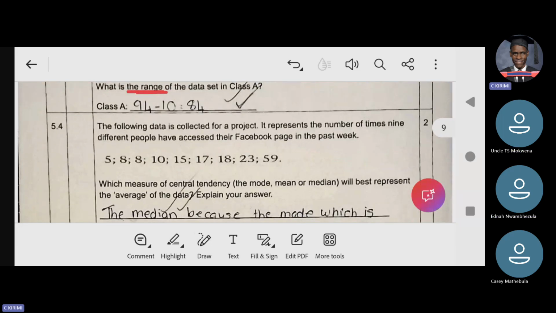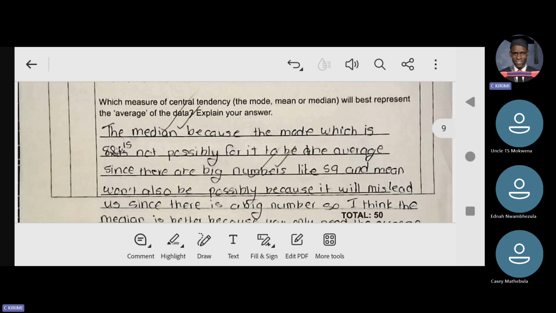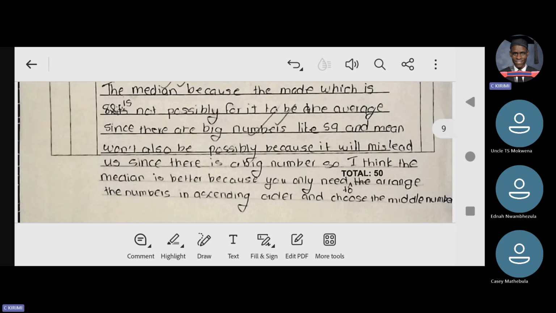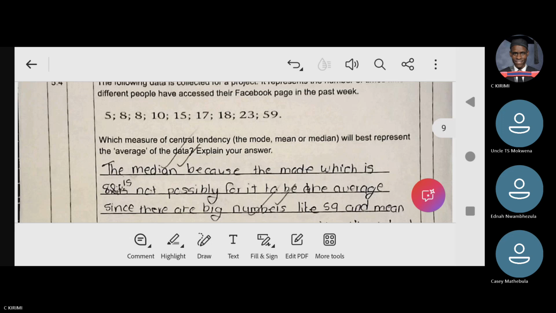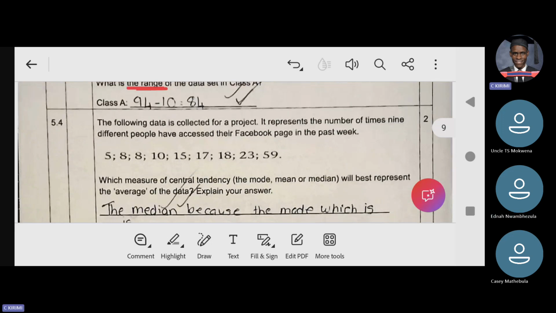Then the last one is saying which measure of central tendency, the mode, mean or median, will best represent the average of the data. Explain. So the median, because the mode is not possibly the average since there are big numbers like 59. So in this case, it was the median which best describes. So go and read again about it.